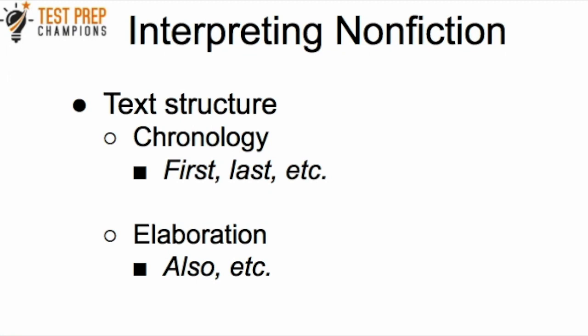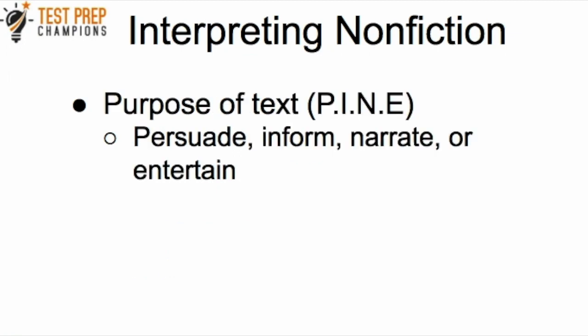So they might say first, this happened, second, this will happen, etc., etc. Then they'll say last. They also can use elaboration. So elaboration is basically when an author adds more details to give a more complete explanation of something. Now, if you've seen my video on purpose of text, I basically started saying a pine to help people remember that, or remember the pine. And so the purposes of the text would be to persuade, to inform, to narrate, or entertain.